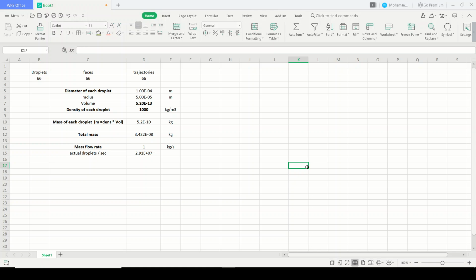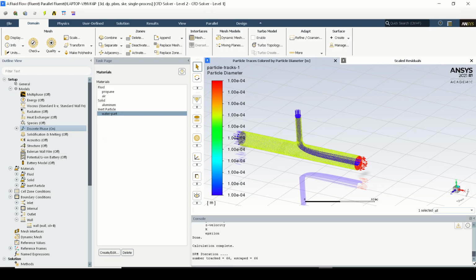Welcome to the next video. I have a spreadsheet being prepared over here, but before discussing this spreadsheet, we will just come back to Fluent, and you can see that in the console we have certain information being presented after the generation of these particles.